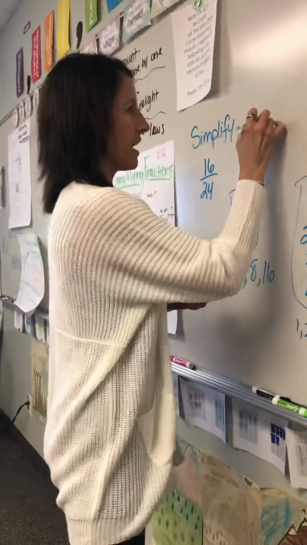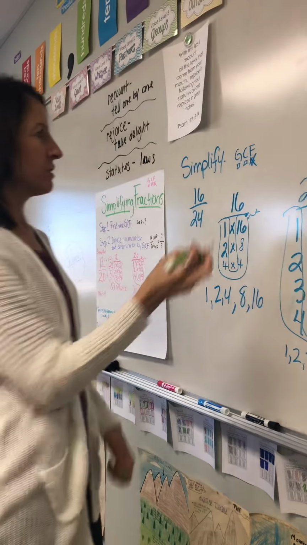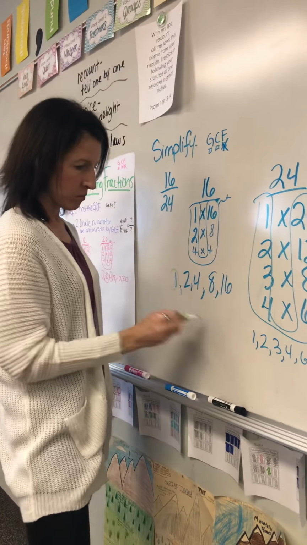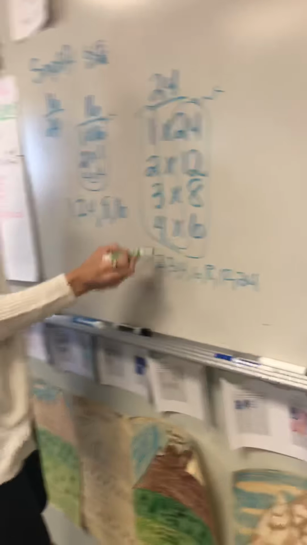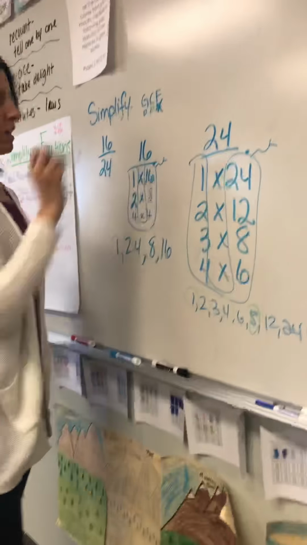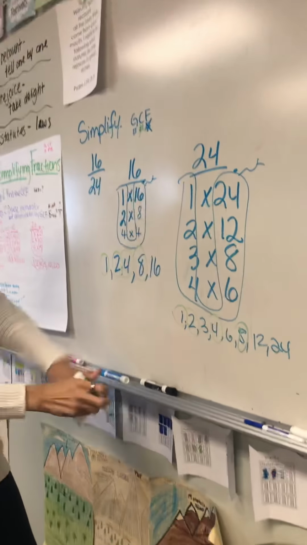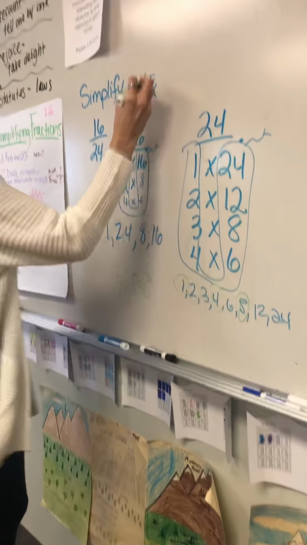So now I found the factors of both my numerator and my denominator. Now I find what's in common. I got a 1, you got a 1. I got a 2, you got a 2. I got a 4, you got a 4. I got an 8, you got an 8. That's it. Found what's in common. Which one's the greatest? 1, 2, 4, or 8? The GCF, the greatest common factor, is 8.